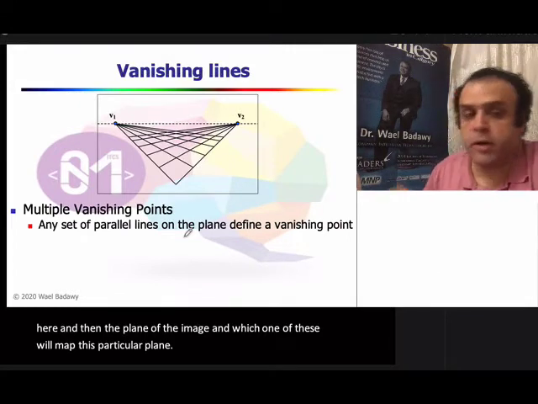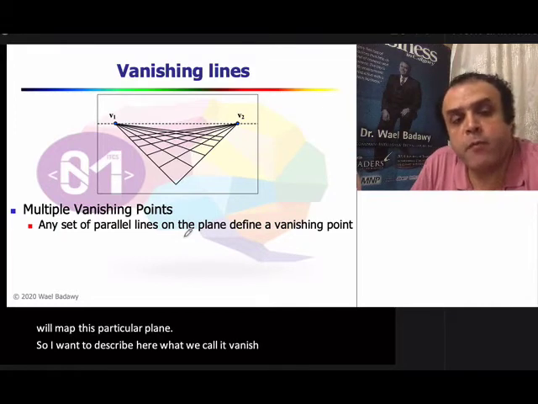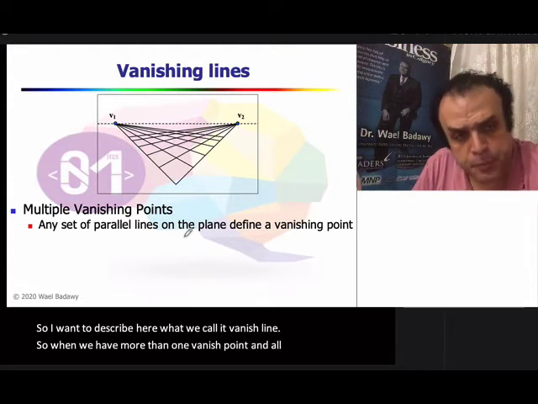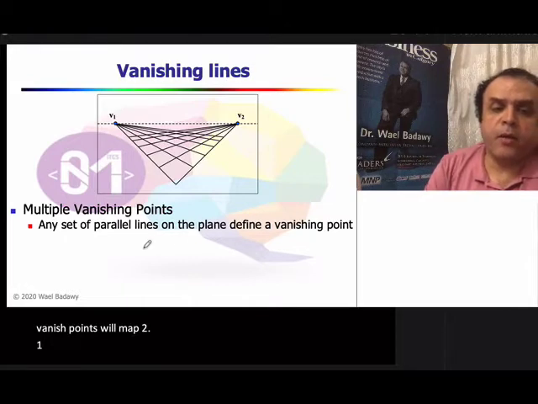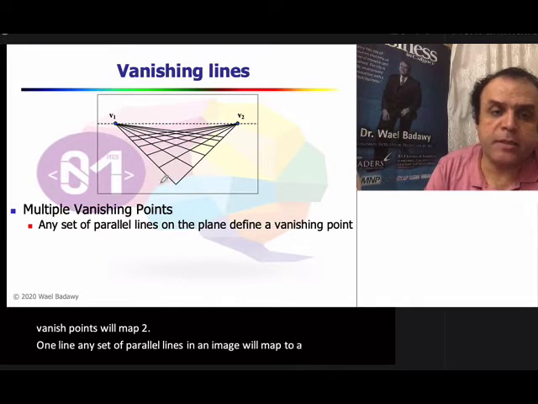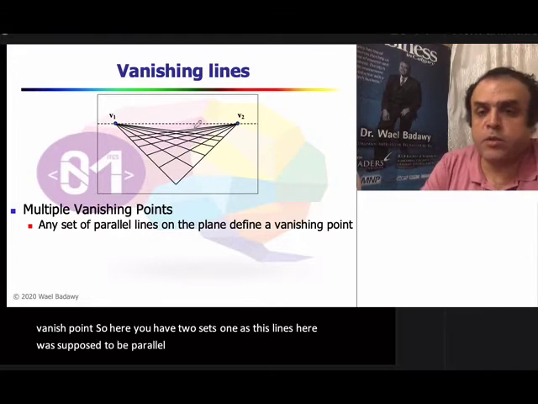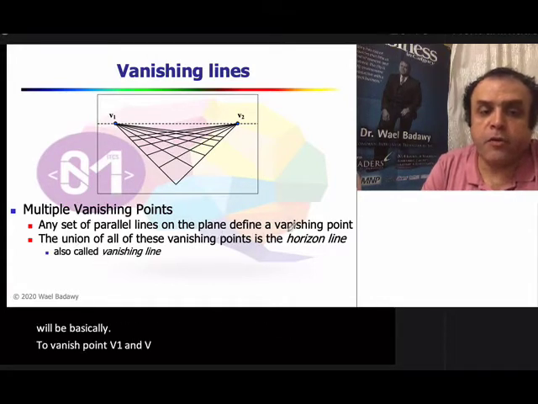So I want to describe here what we call the vanish line. When we have more than one vanish point, all these vanish points will map to one line. Any set of parallel lines in an image will map to a vanish point. So here you have 2 sets. One is these lines here, which are supposed to be parallel, and then the other one. So this will be basically 2 vanish points, V1 and V2. The union of all of these vanish points will form the horizon.